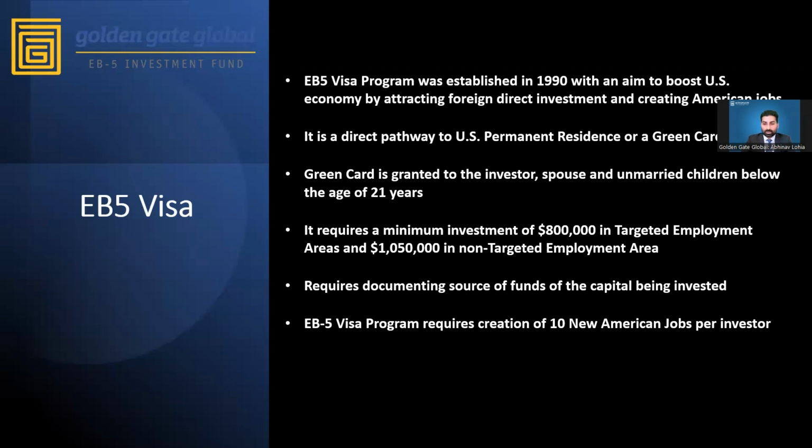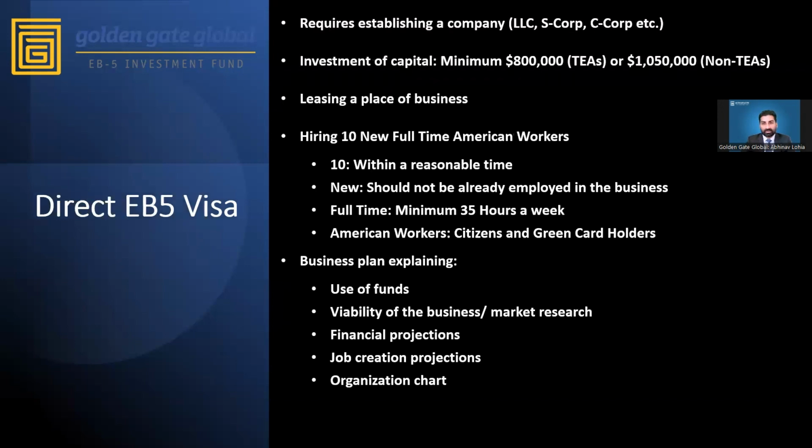It requires documenting your source of funds. Every dollar that you're investing needs to be properly documented by a US immigration attorney for you to qualify under the EB-5 visa program. And lastly, it is not only about investment. This program requires you to create at least 10 new American jobs by infusing your capital in a project, direct or indirect. So what is a direct EB-5 visa? In this video, I'm talking about starting your own business, then creating 10 American jobs and receiving a green card under the EB-5 visa program.